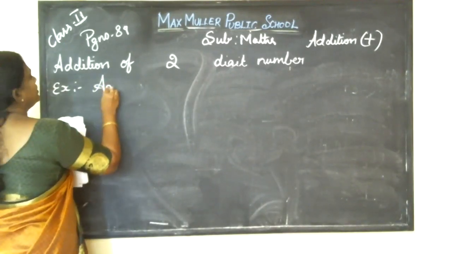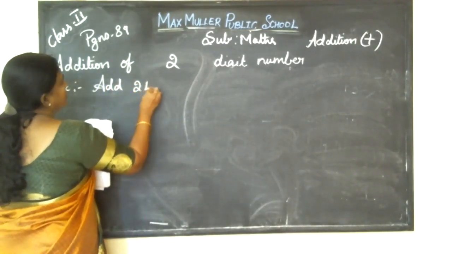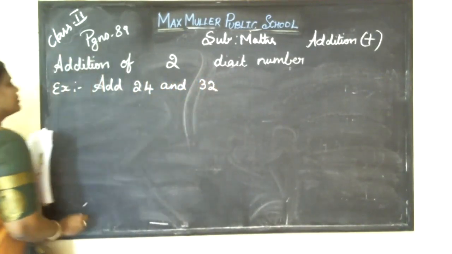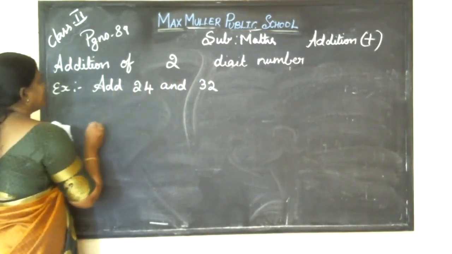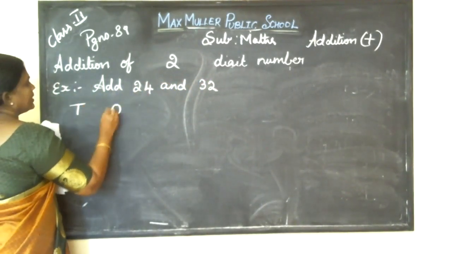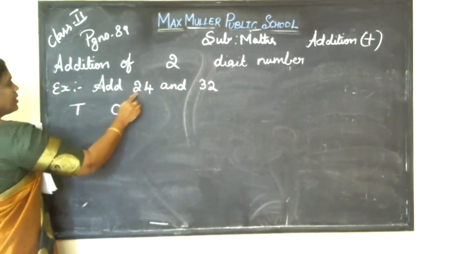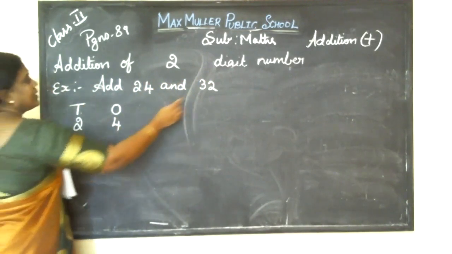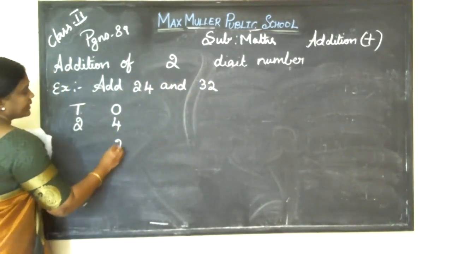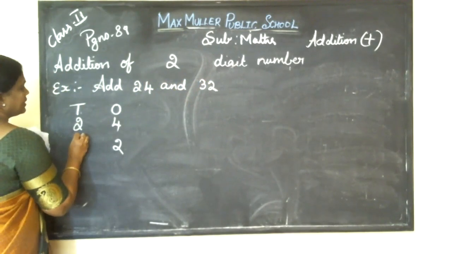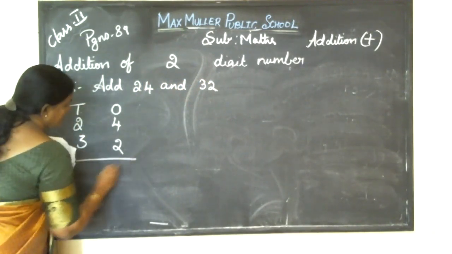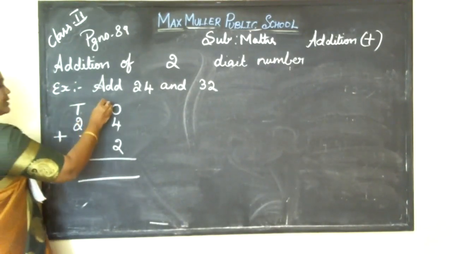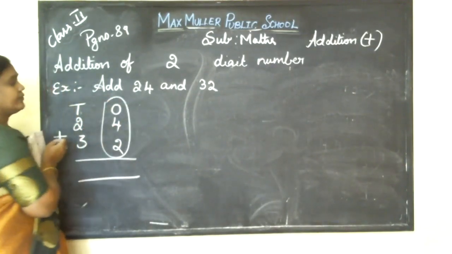Add 24 and 32. Understood? First you want to arrange this. First write tens, ones. This number 24, 2 you write in the tens place, 4 you write in the ones place. 32, 2 you write in the ones place, 3 you write in the tens place. Which one first you want to add? This place, the ones number you want to add first.